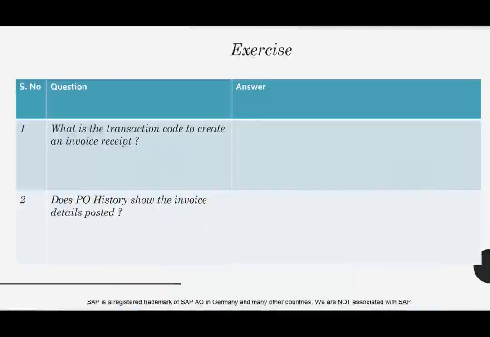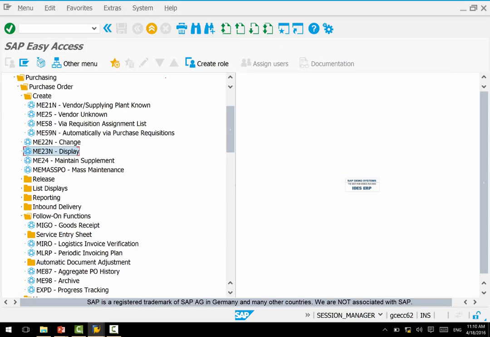All right, so let's see the answers to the exercise. What is a transaction code to create an invoice receipt? The transaction code to create an invoice receipt is MIRO, M-I-R-O.